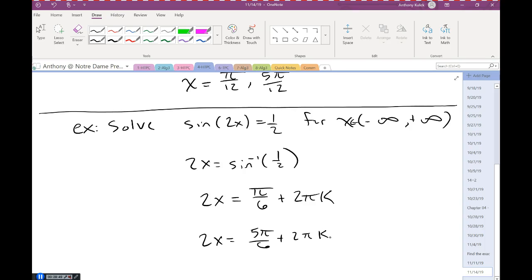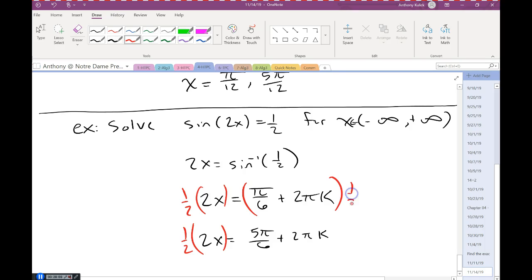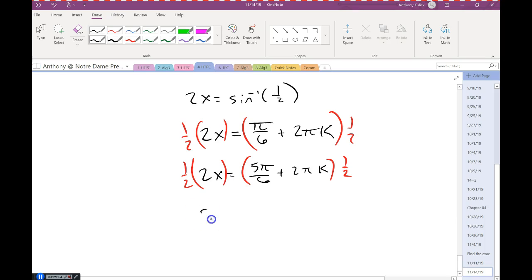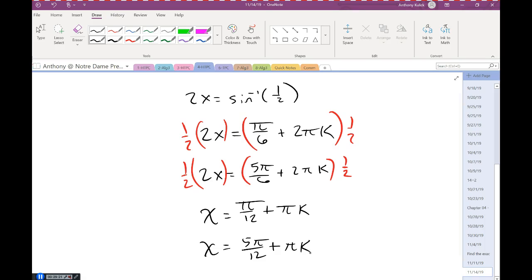Everybody's okay with where the 2 pi k is coming from? Okay. Now, when I multiply both sides by 1/2, we get that x is equal to pi over 12 plus pi k, and 5 pi over 12 plus pi k. Everybody's okay with how I've gotten to here?